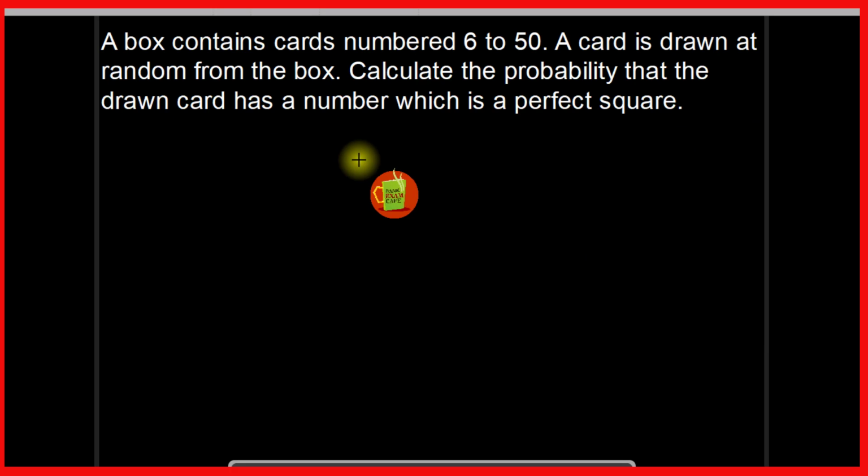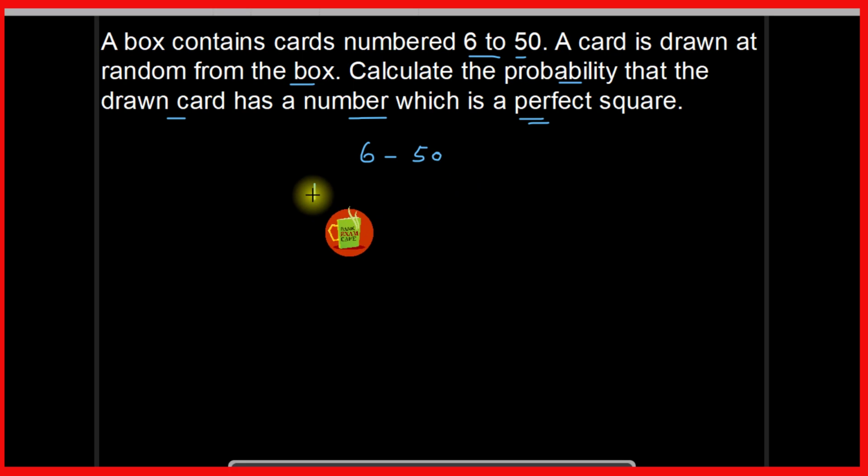Now see the next question. A box contains the cards numbered from 6 to 50. A card is drawn at random from the box. Calculate the probability that the drawn card has a number which is a perfect square. Now in the box there are cards numbered from 6 to 50, and therefore the total number of cards will be 45. 6 to 50 is 45, and therefore the total outcome will be equal to 45.